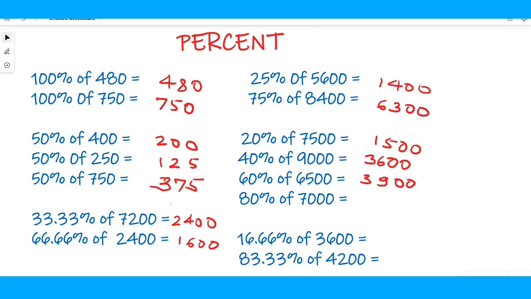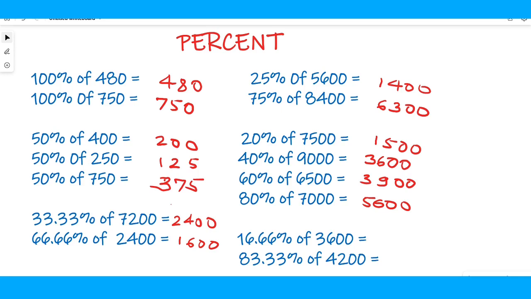80% is 4/5. 80% of 7000. So 1/5 of 7000 is 1400, and we have to calculate 4/5. So 14 times 4 is 56. Thus 4/5 of 7000 is 5600.